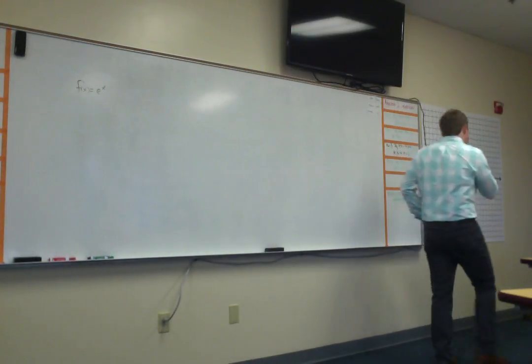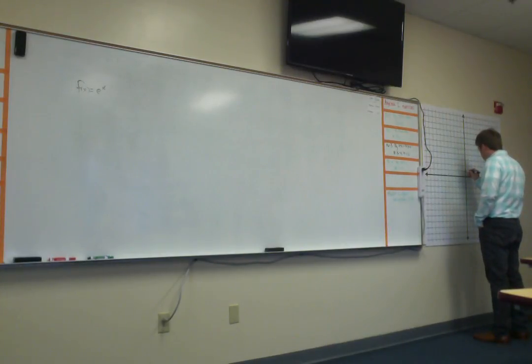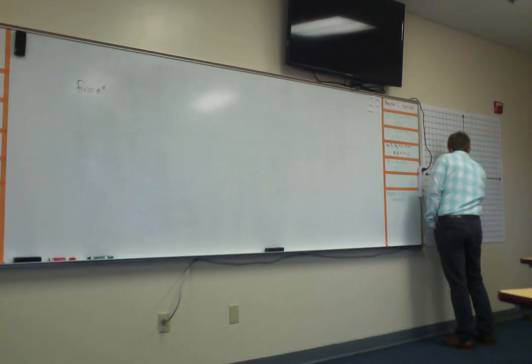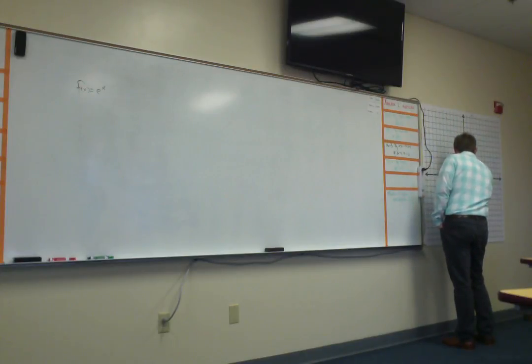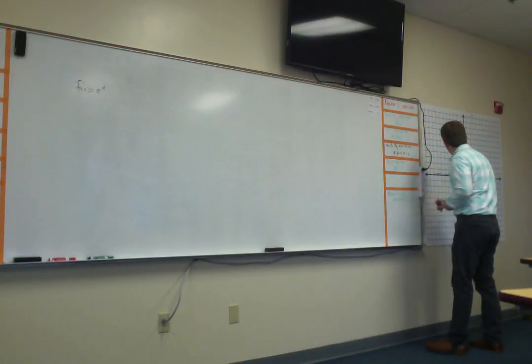So call out for me a couple of those points. I'll put them right here. 0, 1. What was 2? 7.3. What was 1? 2.71. And what's negative 1? 0.36. Cool. So it's about like this.